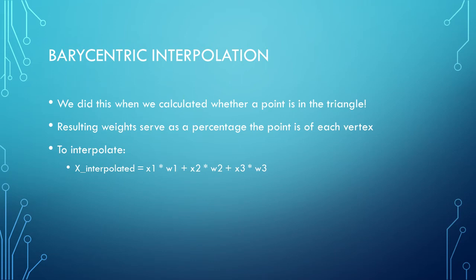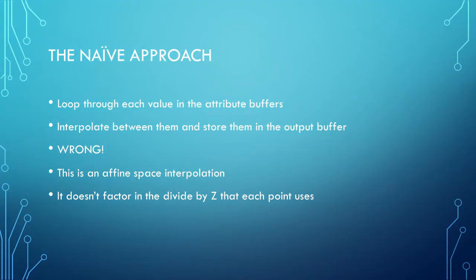Now because we have a weight for each vertex, we can calculate the interpolated values by using: the interpolated x value is equal to x1 times w1 plus x2 times w2 plus x3 times w3. And the result can be used in the fragment shader. Of course, this is a simplified explanation, but I'll leave a link in the description providing a better explanation of barycentric coordinates.